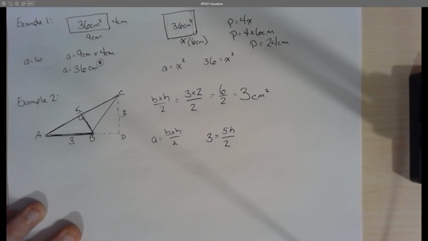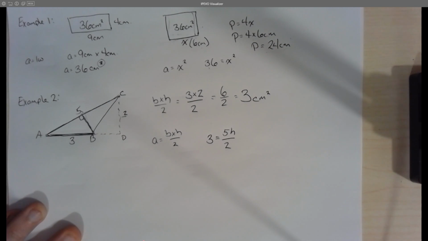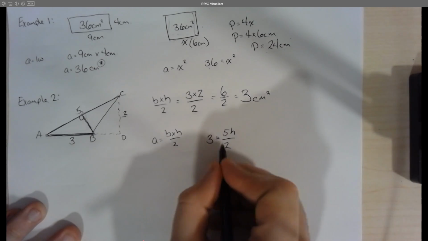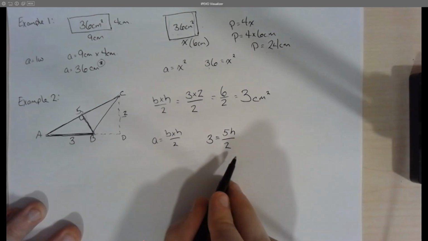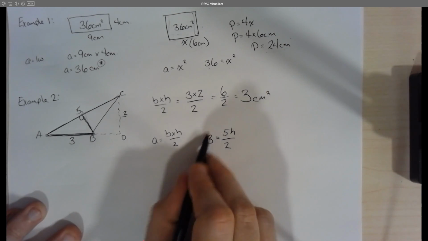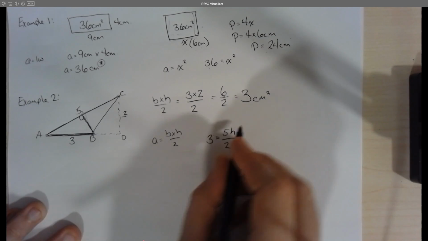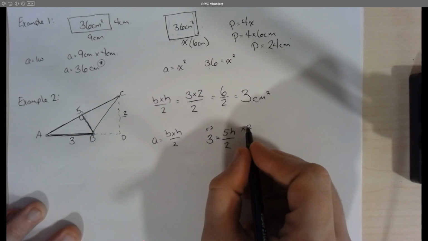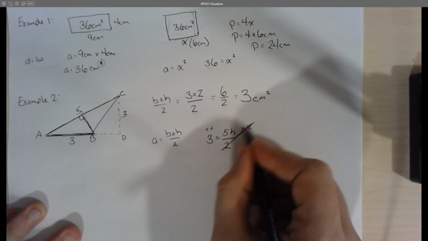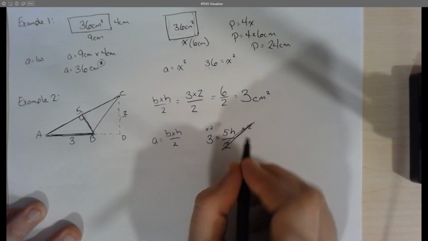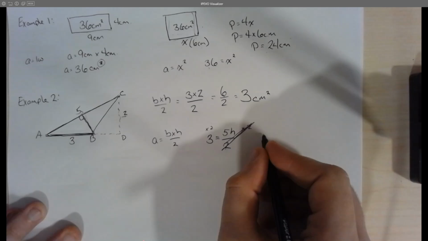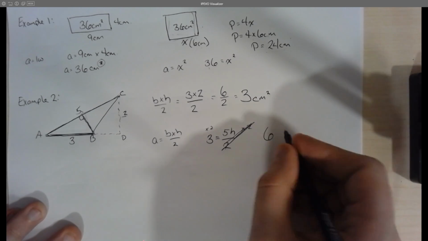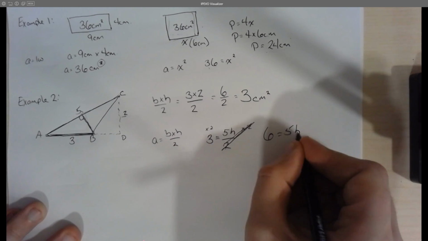Now I need to do some fancy things with my order of operations to try to figure out what this is going to end up equaling. So to start, let's get this divided by 2 out of there. My opposite of a divided by 2, to get that to the other side, would be a multiply by 2. So I times everything by 2. 2 divided by 2, those cancel out, that equals 1. 1 times 5h is just 5h. 2 times 3 equals 6. So now we have 6 equals 5h.